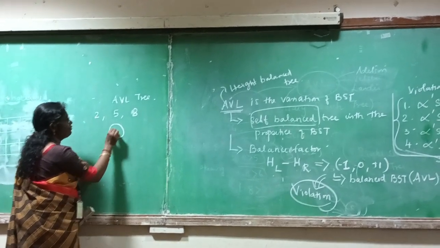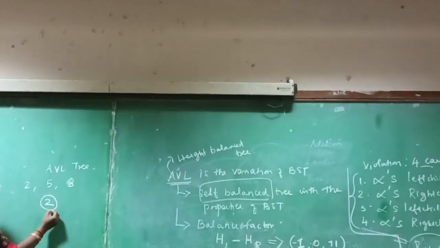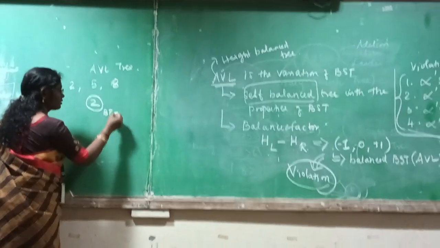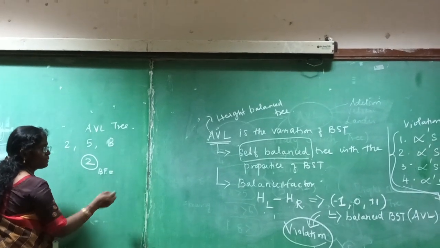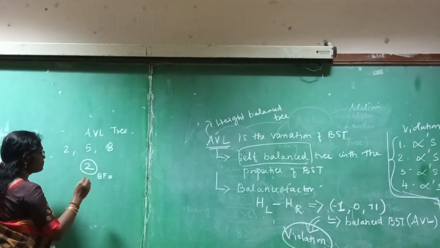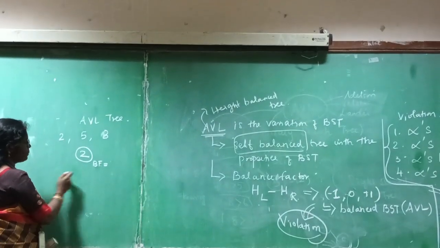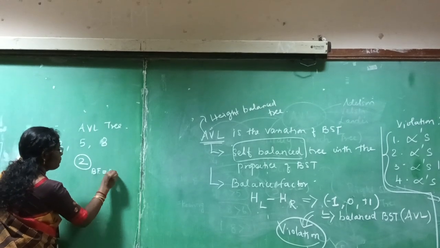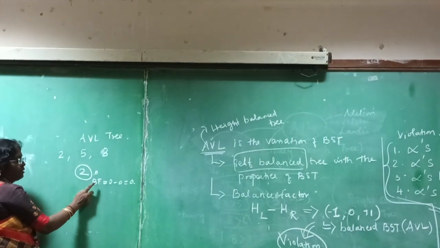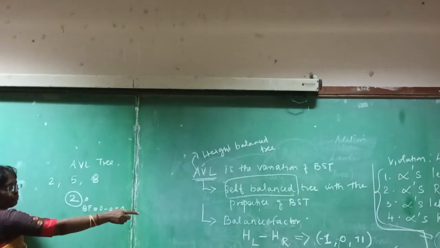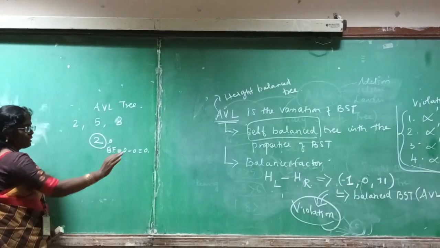So take the first element, fix it as the root. As soon as the element is inserted into the AVL tree, immediately calculate the balance factor. The balance factor formula, already I told you, is nothing but the height of the left subtree and the height of the right subtree. So we need to take the difference. Here it has no left subtree, no right subtree, so 0 minus 0 will be giving 0 only. After calculating the balance factor value, we have to check the boundary. See, it is in the boundary only.